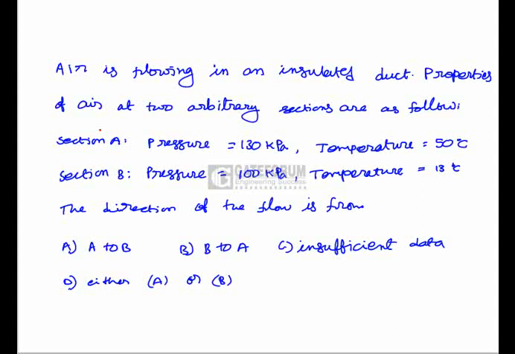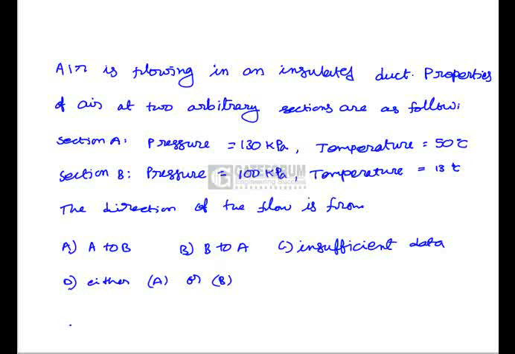Air is flowing in an insulated duct. Properties of air at two arbitrary sections are as follows. At section A, pressure is equal to 130 kilopascal and temperature is equal to 50 degrees centigrade, and at section B, pressure is equal to 100 kilopascal and temperature is equal to 13 degrees centigrade. The direction of the flow is from: the options are A to B, B to A, C is insufficient data, or either A or B.